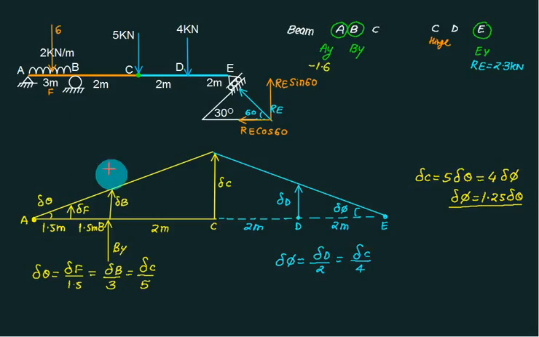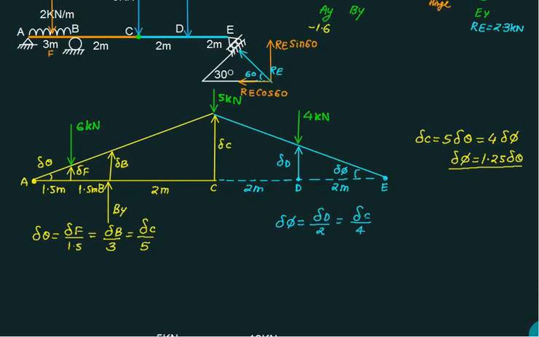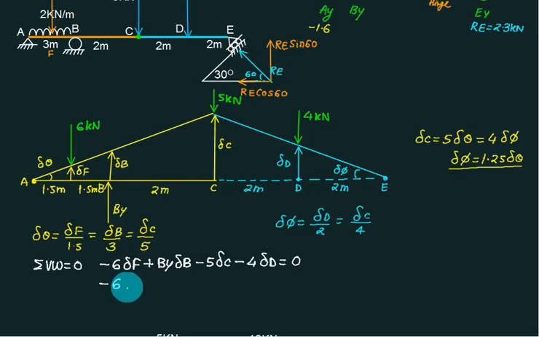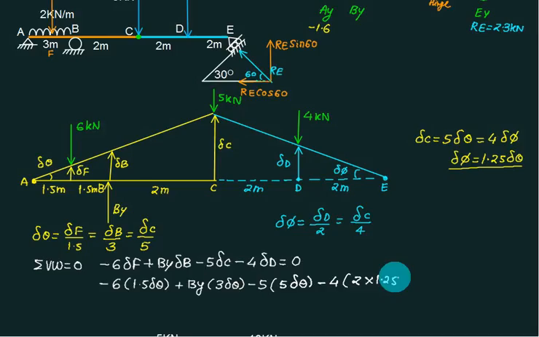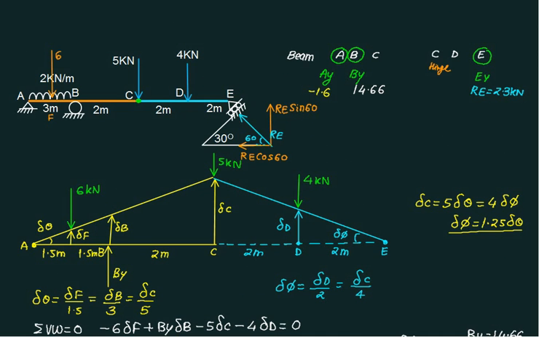Last one. Show the external forces. One force is 6. Now apply the principle of virtual work. This and this are acting in opposite direction, so minus value. This and this are acting in the same direction, so positive value. This and this are acting in opposite direction, so negative value. This and this are acting in opposite direction, so negative value. Minus 6 times del F, which is 1.5 of del theta, plus By times del B, which is 3 times del theta, minus 5 times del theta, minus 4 times del D. What is del D? Del D is 2 times del phi. And what is del phi? 1.25 of del theta. Solve this for By. Check the vertical sum.